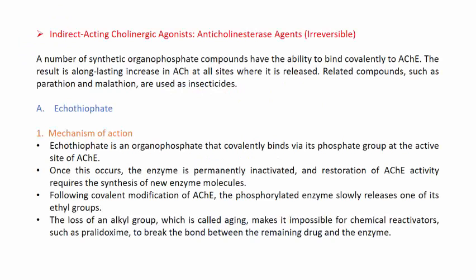So, the indirect acting cholinergic agonists are anticholinesterase agents, which is irreversible. In this case, there are a number of synthetic organophosphate compounds which have the ability to bind covalently to acetylcholinesterase. وهذا الانزيم اللي تكلمنا عنه اللي يكون مسؤول عن الهيدروليسيس of acetylcholine. And this will result in a long lasting increase in acetylcholine at the site where it is released.